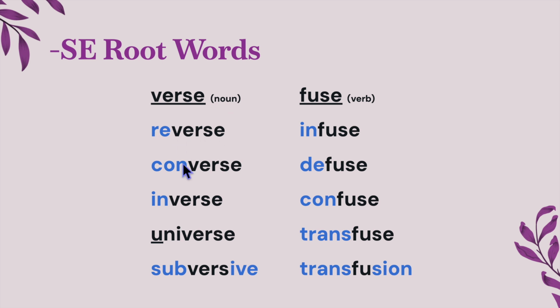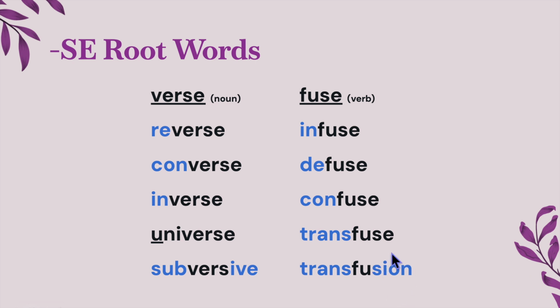We have reverse, converse, inverse, this U has its long sound, universe, and subversive. Note that at the end of a word, IVE usually has a short I sound. English words don't end in the letter V, so the E is just here to keep the V from being the last letter. Here is the word fuse, which again is a verb and has the Z sound. Infuse, diffuse, confuse, transfuse, transfusion.